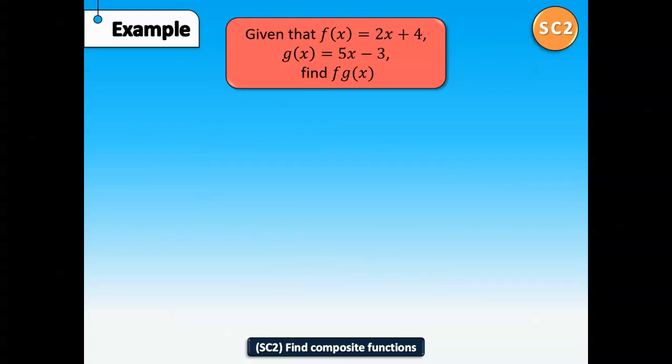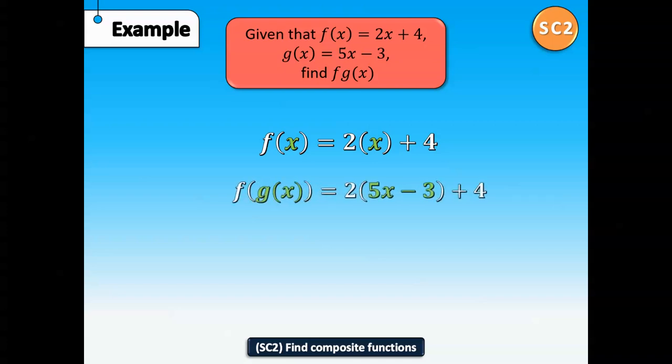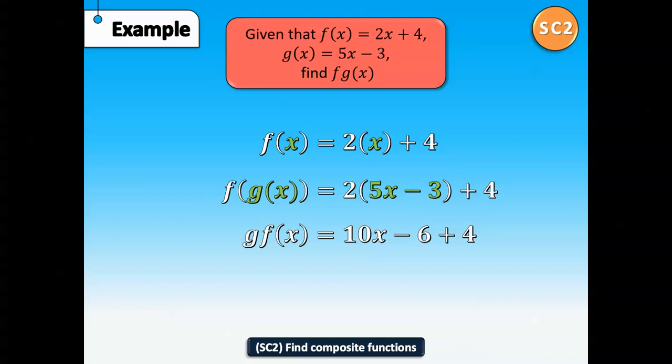This time, we want to find f of g of x. So that means we substitute g of x into f of x. So we replace the x in f of x with 5x minus 3. We expand the bracket. So 2 times 5x is 10x, and 2 times minus 3 is minus 6. Then we simplify it. So f of g of x is 10x minus 2.